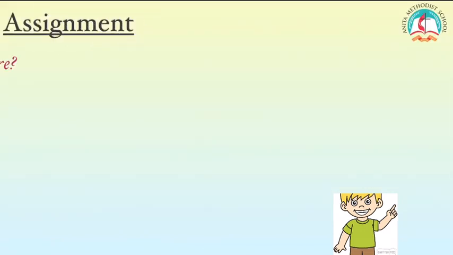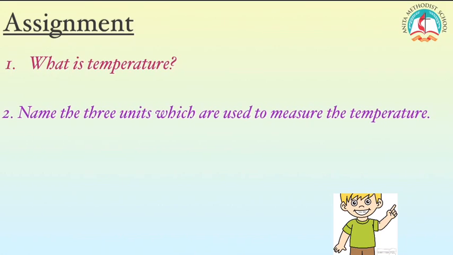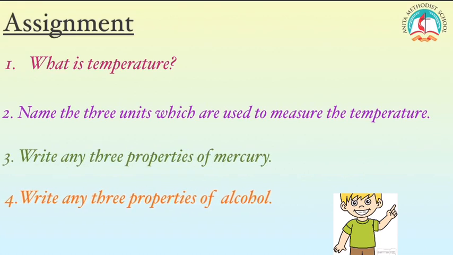Children, take out your classwork for term 2. Write the lesson name, heat and temperature, and write what is temperature. Write any 3 units which are used to measure temperature and write any 3 properties of mercury and alcohol. Children, please write it down in your classwork.